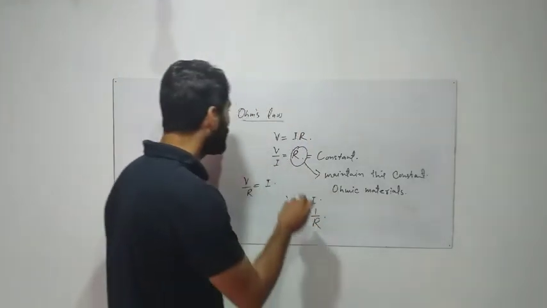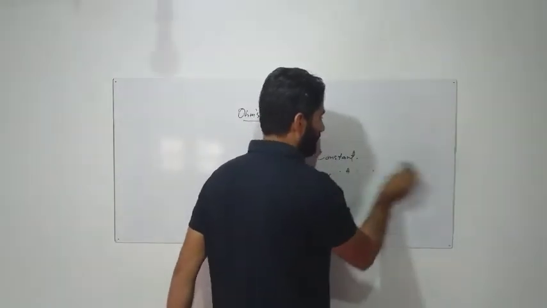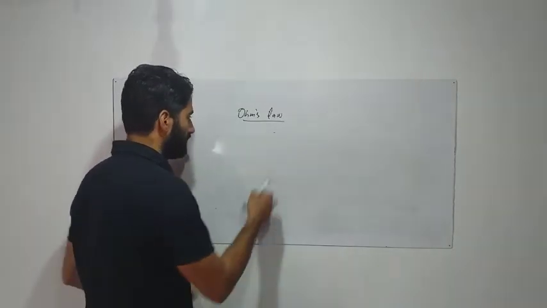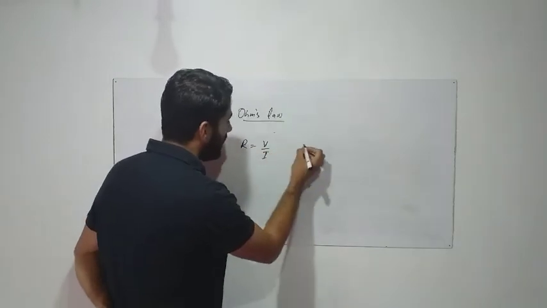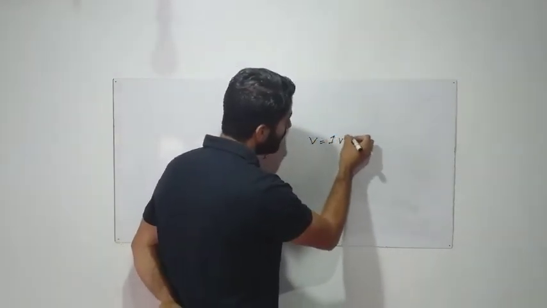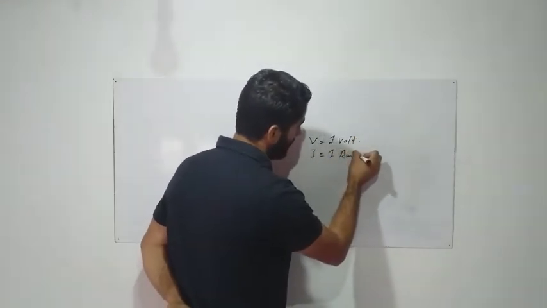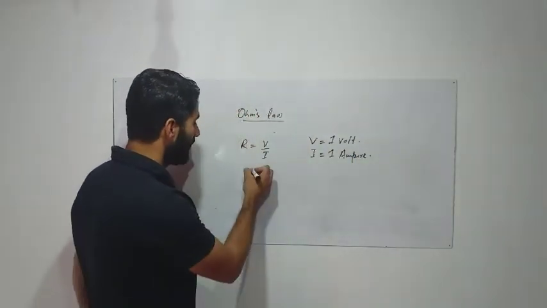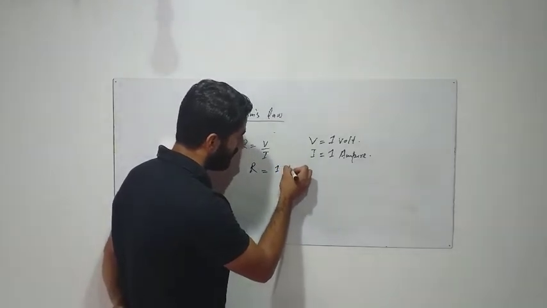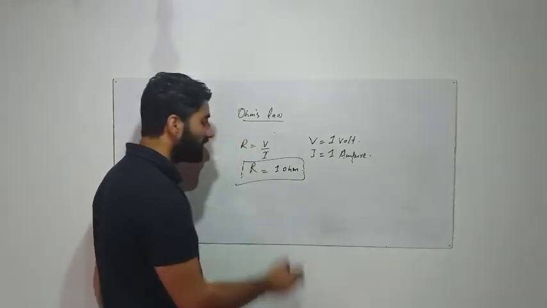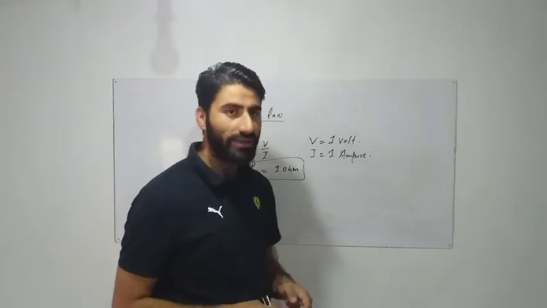All right? So this R, we know that its unit is ohm. This R is equal to V divided by I. When V is equal to 1 volt and I is equal to 1 ampere current, we can say our resistance R is equal to 1 ohm. All right, so the SI unit of this resistance is ohm, right?